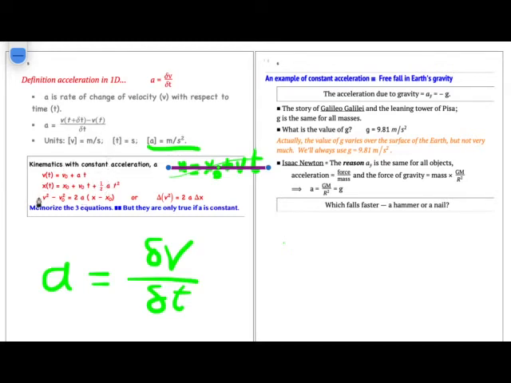Now there's one other equation which is sometimes useful. Here I related x to t. Here I related v to t. I can write an equation which relates x to v. And the equation looks like this: v squared minus v0 squared is 2a times (x minus x0).